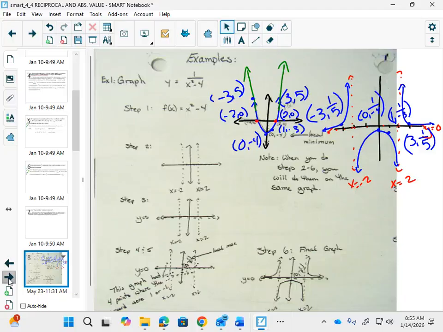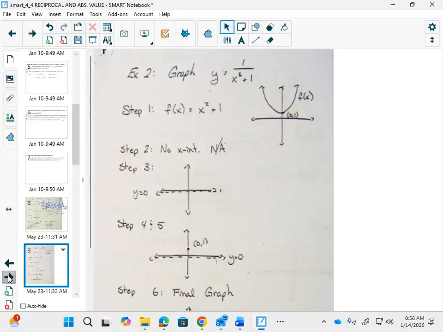I give this one a name in grade 11. I call it a sad clown face. I don't know why clown. You see the frown? It looks like a sad face to me. Here's our second one. Oh, I gave this one a name too.